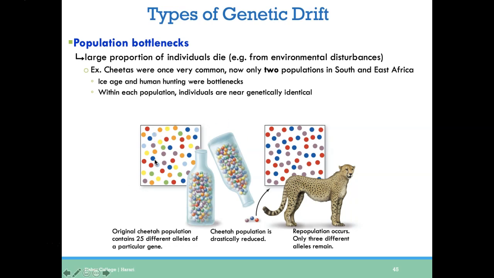So say within a cheetah population, there were 25 different alleles for a particular gene. But unfortunately, most of the cheetah population was reduced, so most of that variation was gone. Only very few cheetahs were left. Those few cheetahs were able to breed and make a new population of cheetahs, but now you have only 3 alleles out of the 25 in the population. So now these individuals are nearly genetically identical to each other within each population because of the bottlenecks.